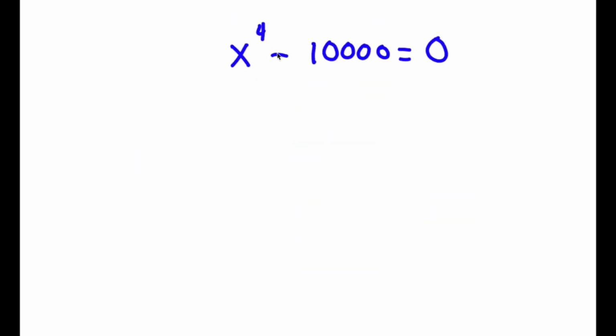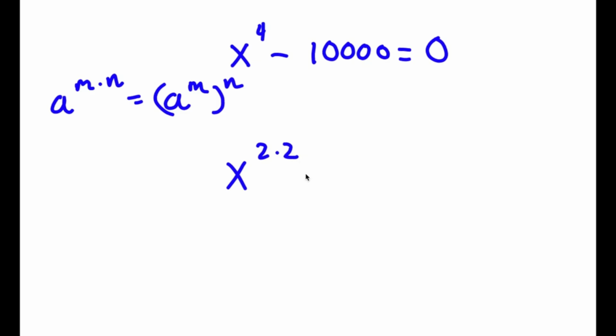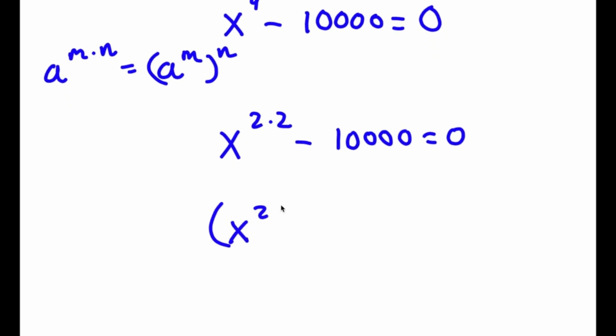Alright, so I have x to the power of 4 minus 10,000 is equal to 0. Now, if I have something in the form a to the power of m times n, this is the same thing as a to the power of m to the power of n. So x to the power of 4, I'm going to rewrite as x to the power of 2 times 2. Now, because this is in the form a to the power of m times n, I can rewrite this as a to the power of m to the power of n. So I'm going to rewrite this as x to the power of 2 to the power of 2 minus 10,000 is equal to 0.